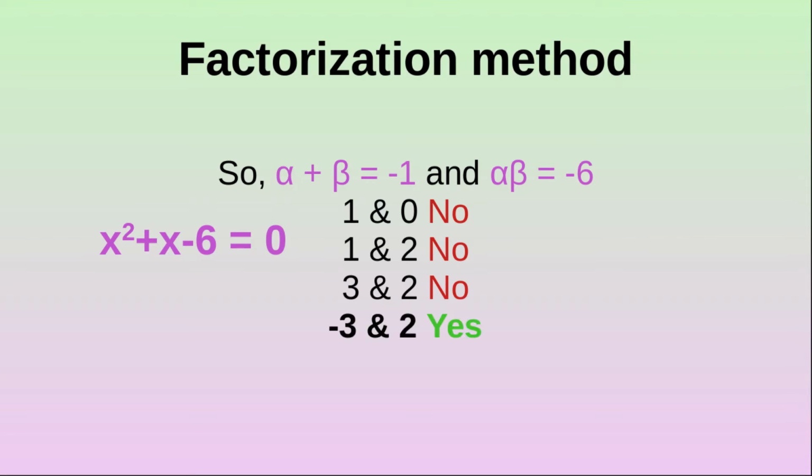Now let's try minus 3 and 2. Here minus 3 plus 2 is equal to minus 1. Okay, first condition is verified. Now let's try with the second condition. Minus 3 into 2 is equal to minus 6. So our second condition is also satisfied. So minus 3 and 2 are the roots of the quadratic equation x squared plus x minus 6 is equal to 0. This is how the factorization method works. But here we have to basically guess alpha and beta, which can be quite tedious. So we need something better and something faster.